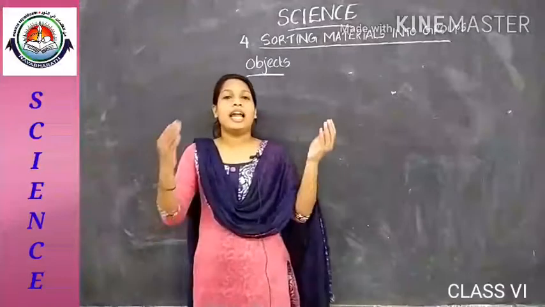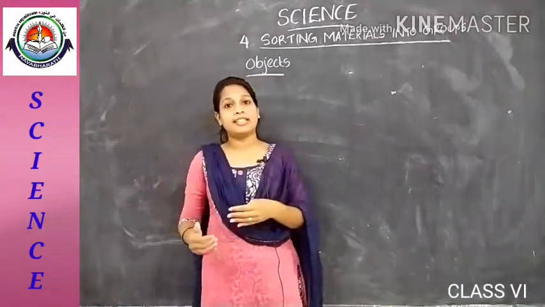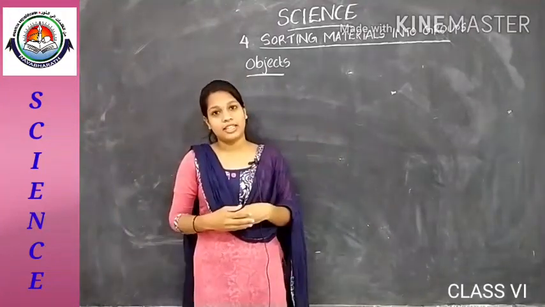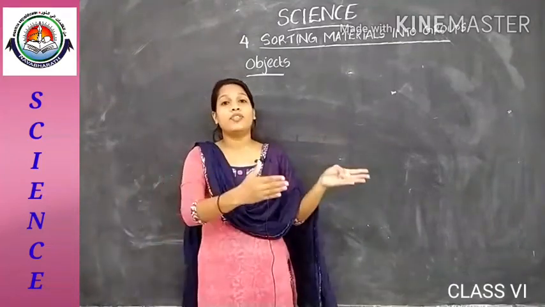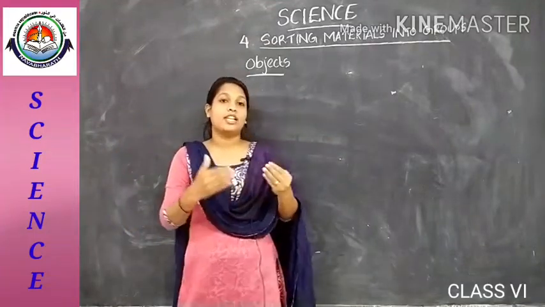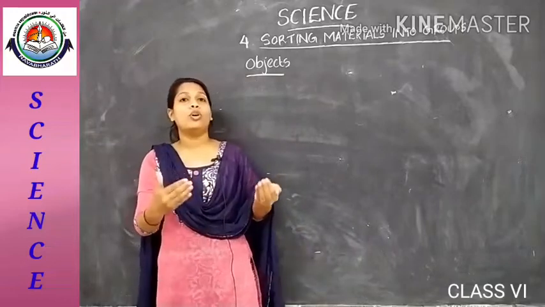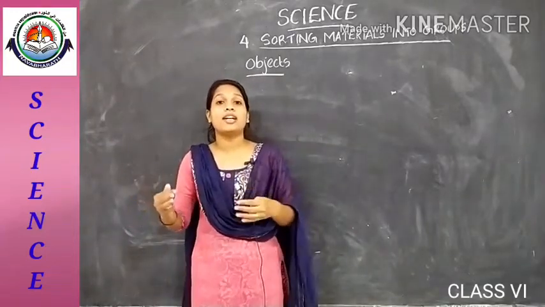So what is the advantage of placing different things in different places? Because we can easily locate those objects. In that picture we can see the different materials are placed in different places, so that the shopkeeper can easily find out the things for buyers. Okay, so it's a term called classification.